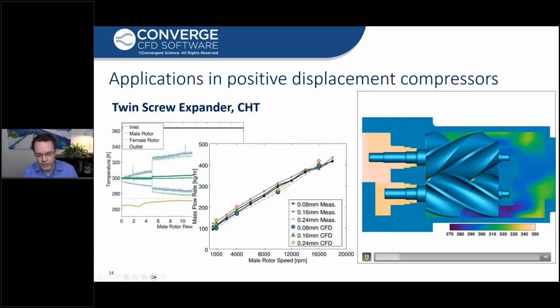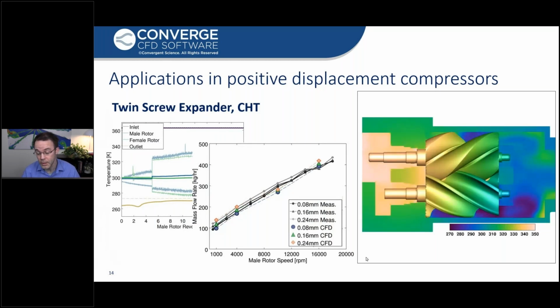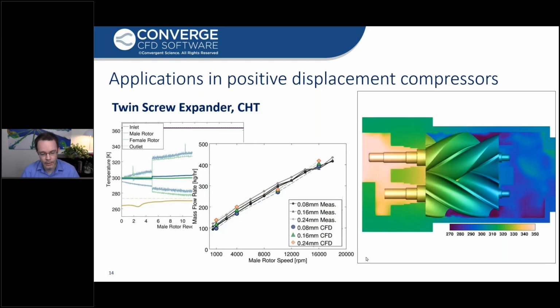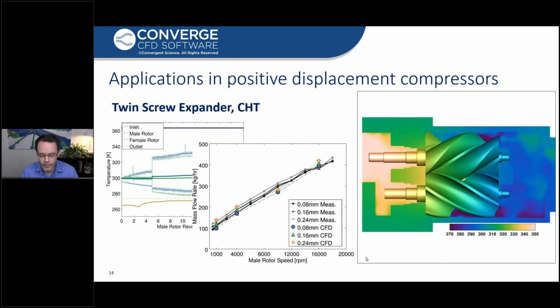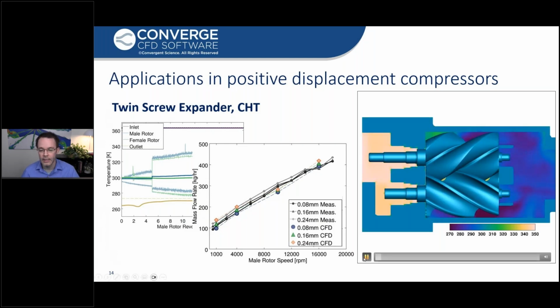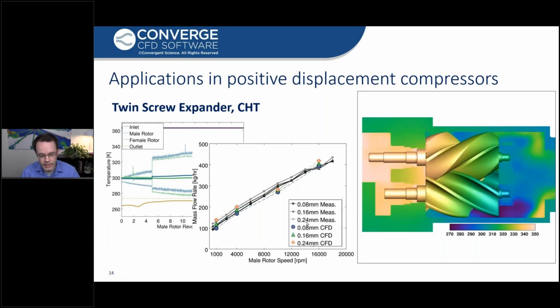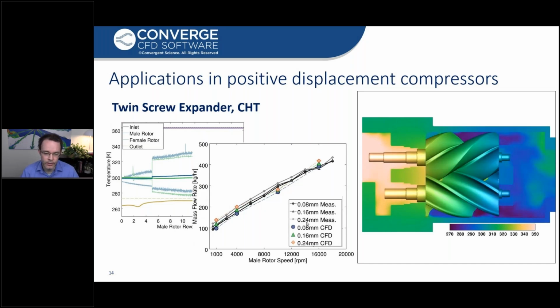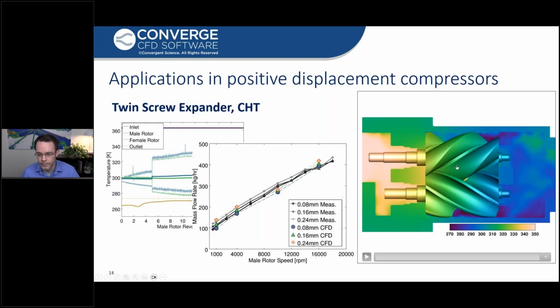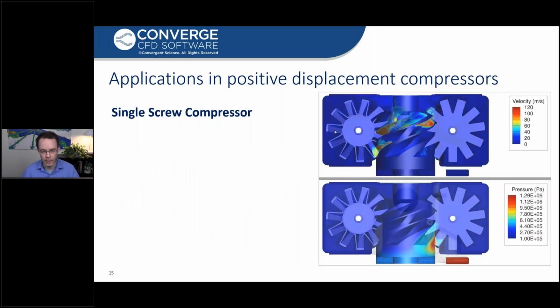A similar case is the twin screw expander, which was also solved using the conjugate heat transfer capability of Converge, here to demonstrate the effect of the clearance size. So in this case, the clearance is varied experimentally from 80 micron to 240 micron, and the Converge model was able to accurately reproduce the trend with both speed as well as with the tip to casing clearance in this machine. So a very good test of how that physical parameter was manifested in the simulation results.